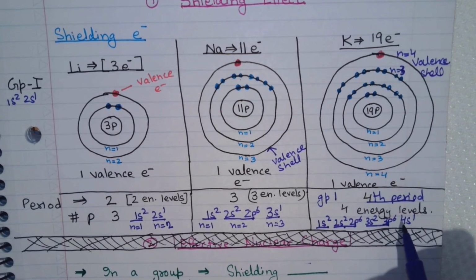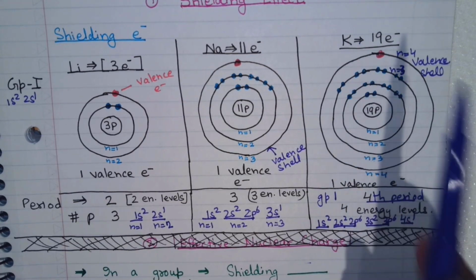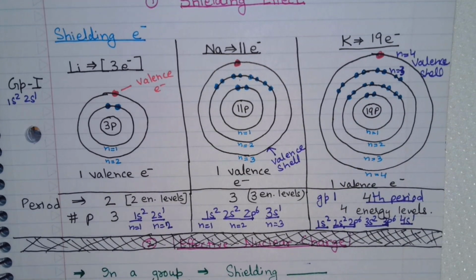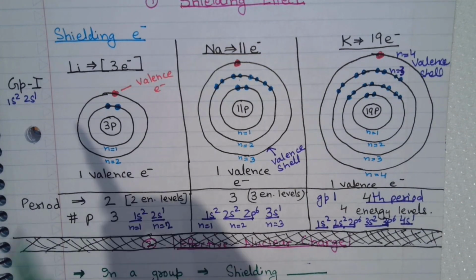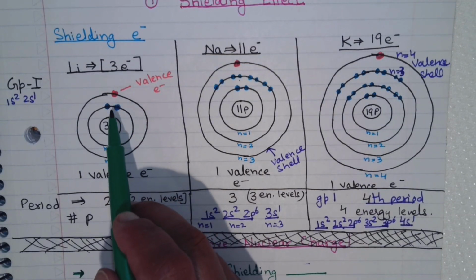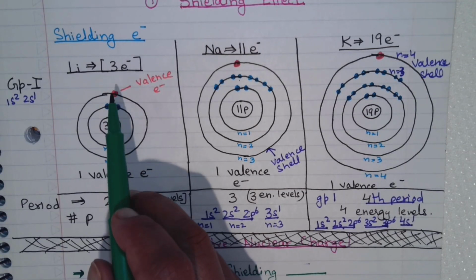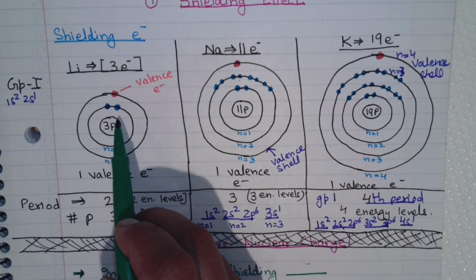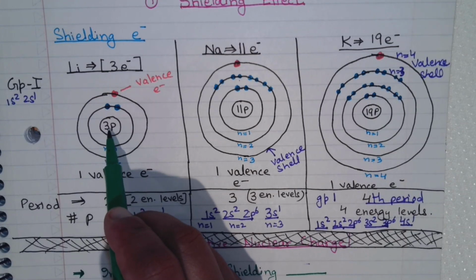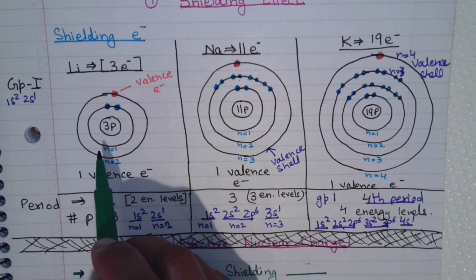Right? So they all have 1 valence electron. Now when it comes to shielding and the shielding effect, all the electrons in the innermost energy levels are blocking the pull of protons from the valence electrons, right? The protons in the nucleus are attracting all the electrons, right?